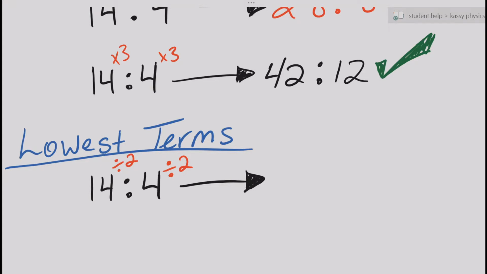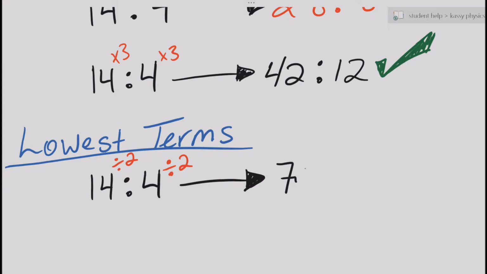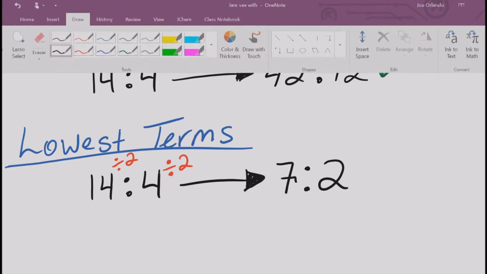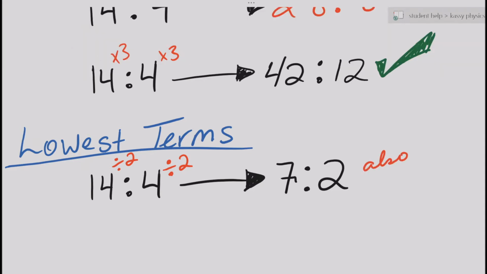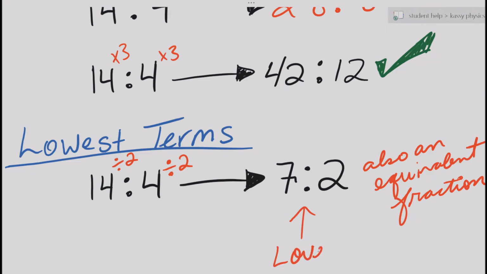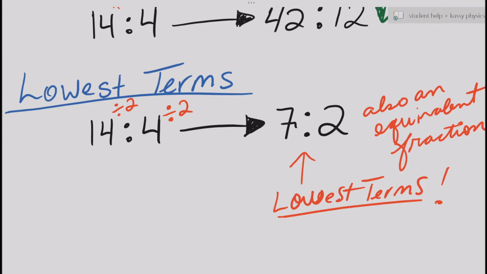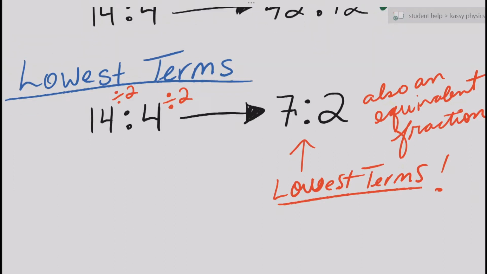And when we do, 14 divided by 2 is 7. 4 divided by 2 is 2. That is now still an equivalent ratio, but it's also lowest terms. And what that means is that I can't divide these numbers to be any smaller. Sometimes we could divide but not get lowest terms.